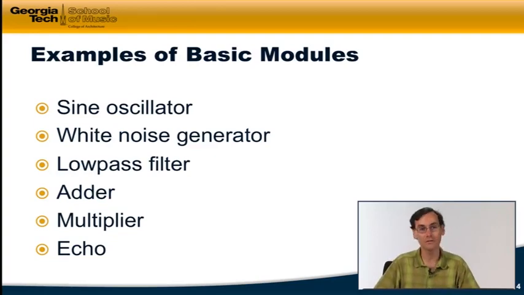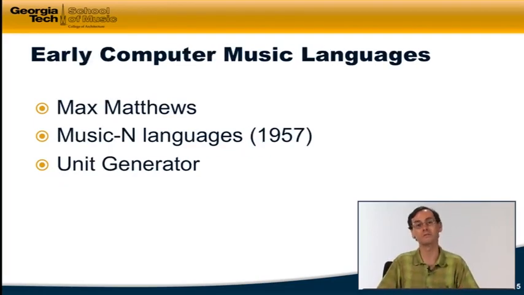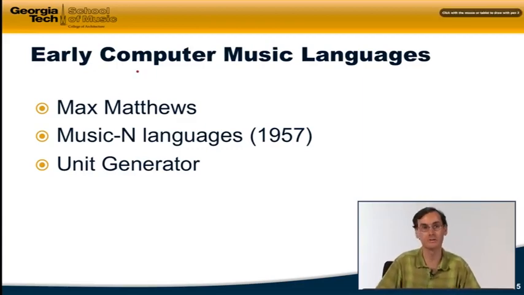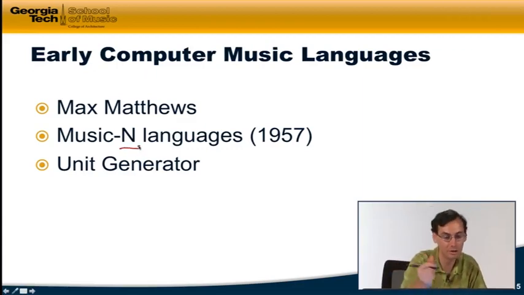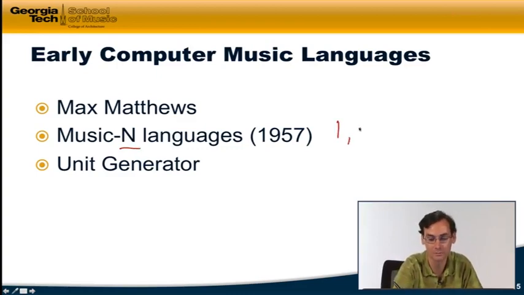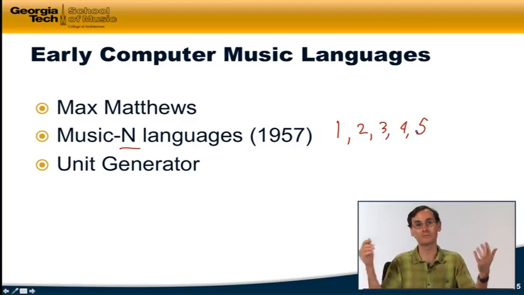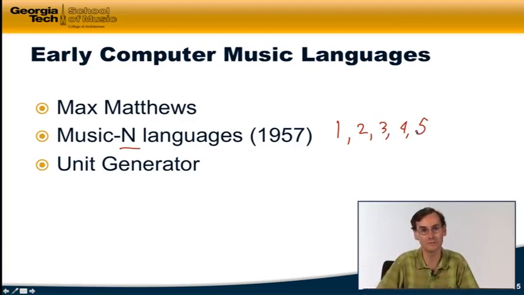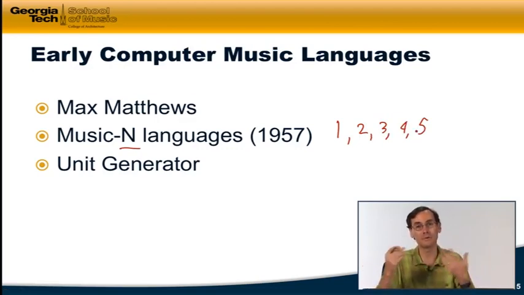And so when we look at computer music languages, which started to develop around the same time as those modular analog synthesizers, the first ones were being developed at Bell Labs by Max Matthews, and they're called the Music N languages. And none of them were actually called Music N. They were called Music 1, and then Music 2, and 3, and 4, and 5, and each one kind of came a year or two after the previous one, and so that's why we call them collectively the Music N languages.